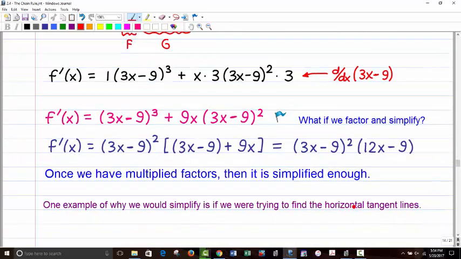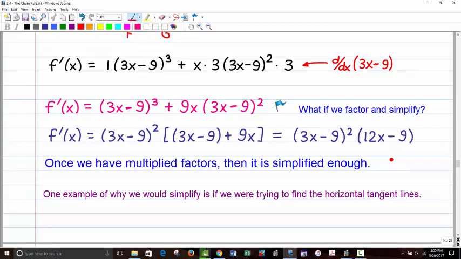And just for grins, let's practice a little factoring here. Suppose we want to factor this and simplify it. They share a (3x minus 9) squared, so we can pull that out of there. And that would leave a 3x minus 9 right here, since it distributes from the cubed. And it would only leave a 9x right there. And you can combine the 9x and the 3x to make 12x. And I'm saying that's simplified enough.